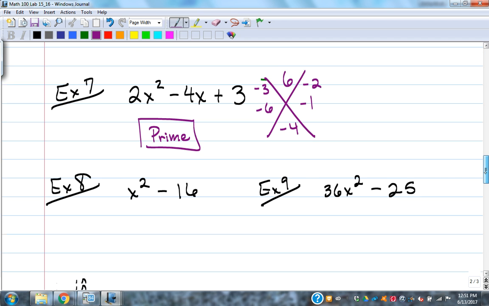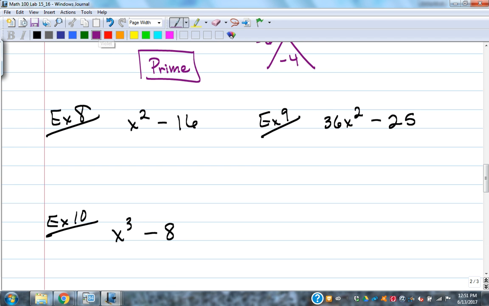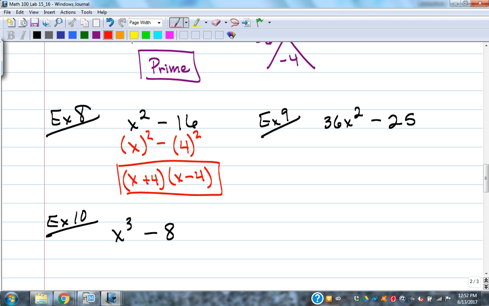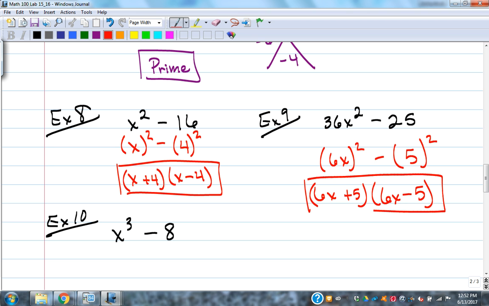Example 8, we got x squared minus 16. Got two terms and a minus sign in the middle with a square, so I'm thinking difference of squares. x squared, what squared is 16? It's 4, so that's x plus 4, x minus 4 as the factors. Example number 9 is a similar problem. We got an x squared, a minus sign, and we know that 36 and 25 are square numbers. So that allows us to write this as 6x and 5. So it'd be 6x plus 5, 6x minus 5 as the factors.